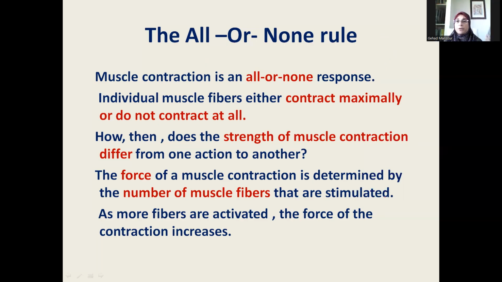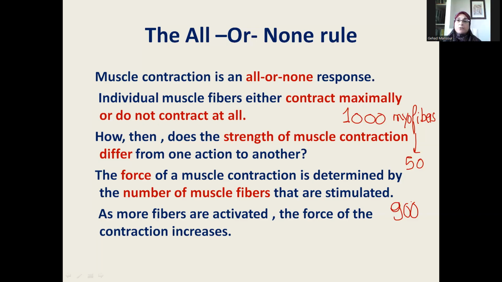The answer is that the all or none rule applies to individual muscle fibers, but does not apply to the muscle as a whole. Suppose, for example, that the biceps muscle consists of 1,000 myofibers. If you want to lift a pen, then only 50 out of the 1,000 myofibers will contract maximally. But if you want to lift a heavy weight, a chair, for example, then 900 myofibers will contract. So every myofiber will contract maximally or not contract at all.